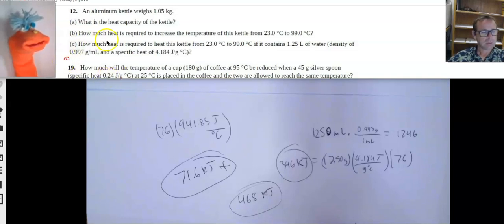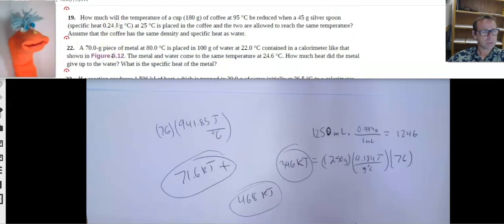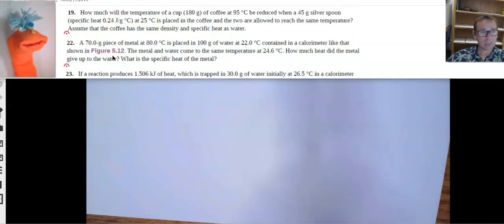Okay, good. How much will the temperature of a cup of 180 grams of coffee at 95 be reduced when a 45 gram silver spoon of that specific heat at 25 is placed in the coffee and the two are allowed to reach the same temperature? Assume the coffee has the same density and specific heat as water.